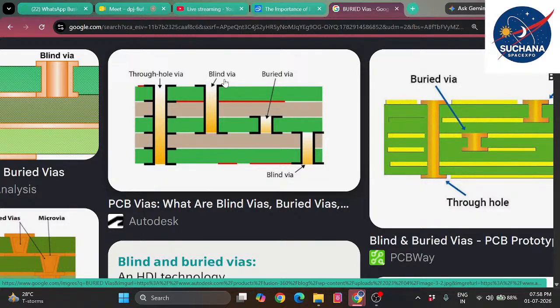Coming to the blind via. This blind via begins from the external layer and goes deeper into the layers. This is a multi-layered PCB, something like a tri-layered PCB. It is going deeper into the inner layers, connecting a few connections from the upper layer to the inner, middlemost layer.